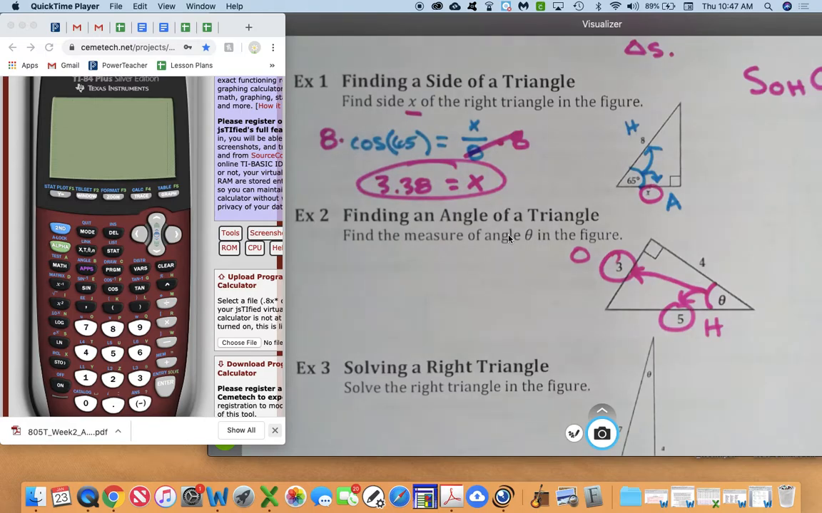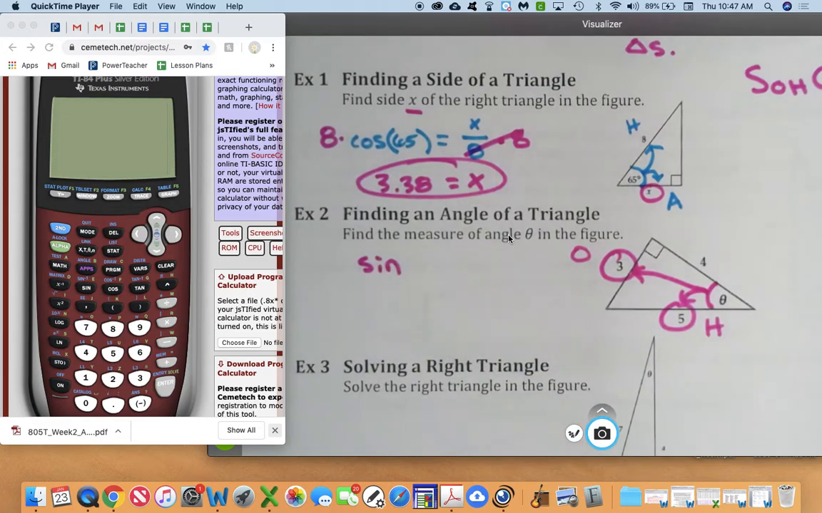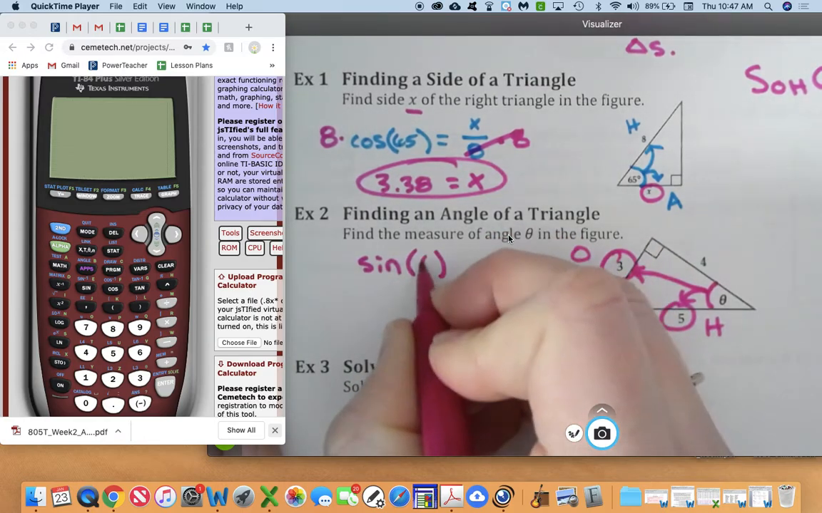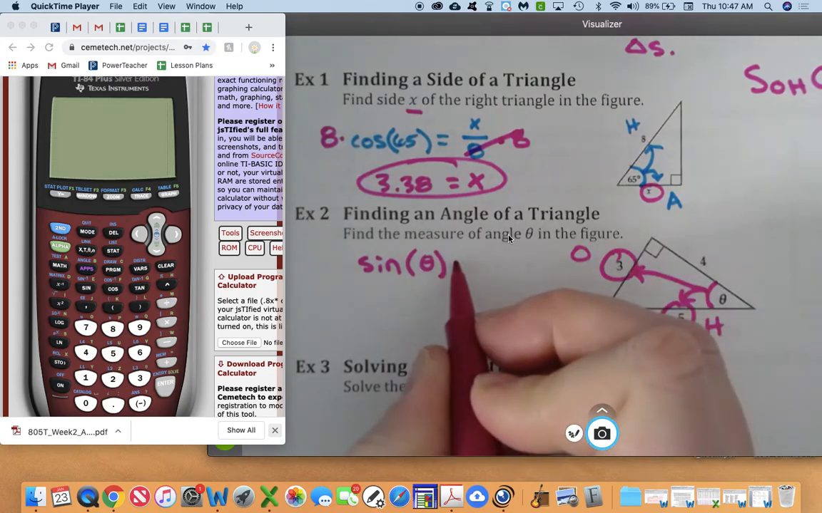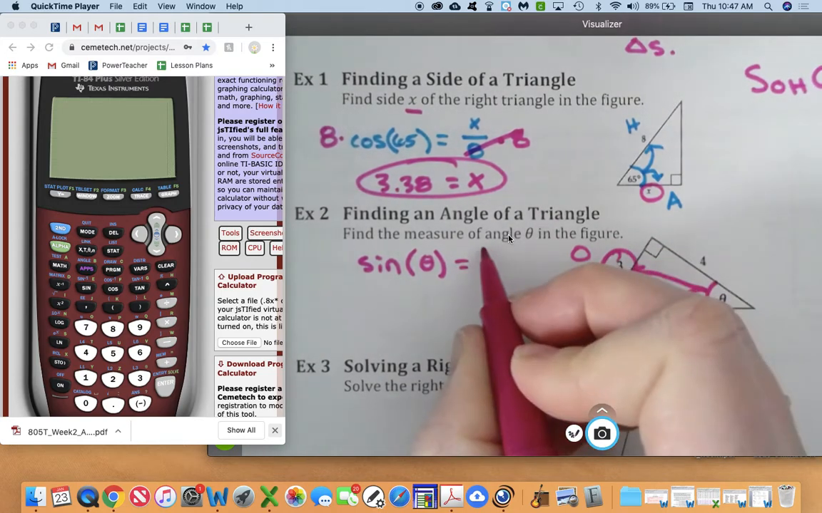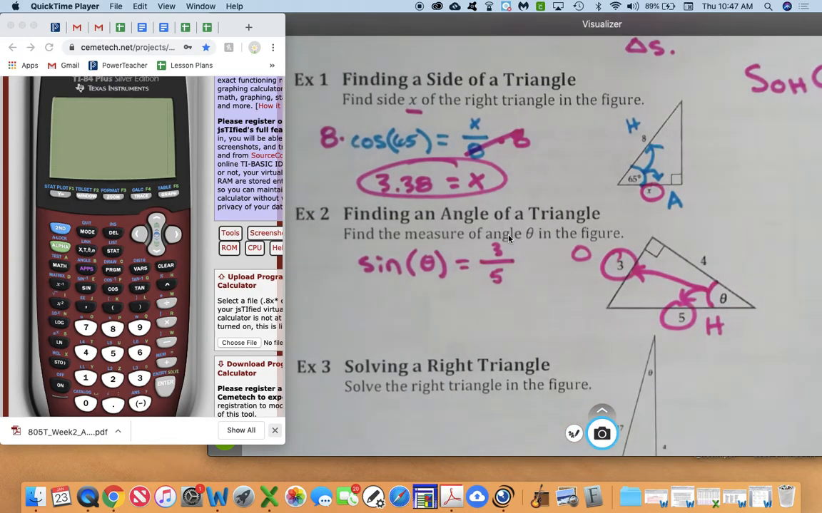This is going to be a little bit different, a little bit tricky. You have to do one more extra step on your calculator. Sine. What are we taking sine of? Theta. Sine of angle theta. We don't know the angle for once. Sine of angle theta equals opposite over hypotenuse, so we do 3 over 5. Now, how do I get angle theta out of there?